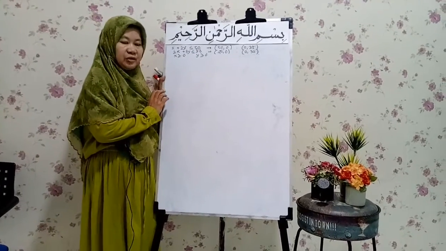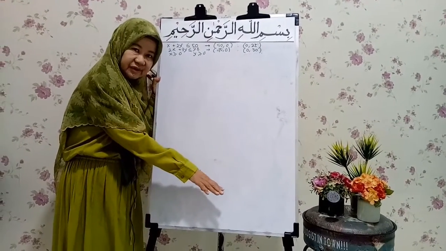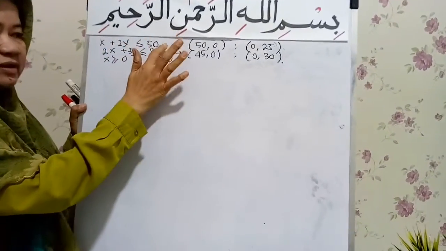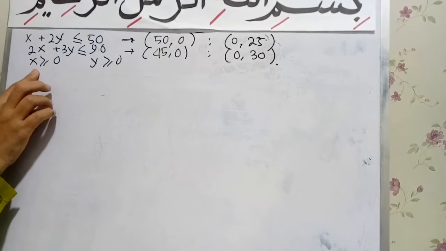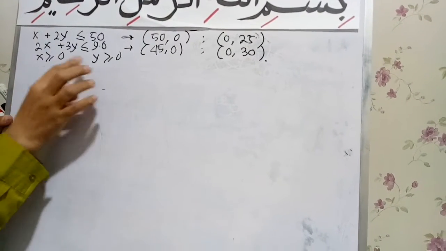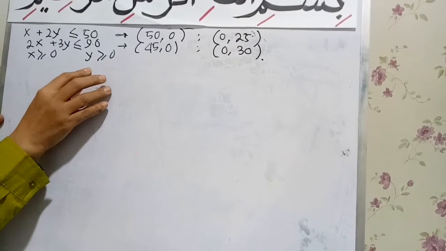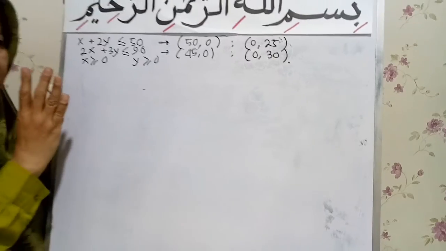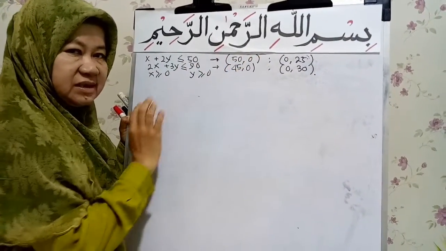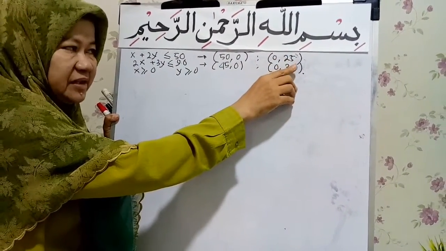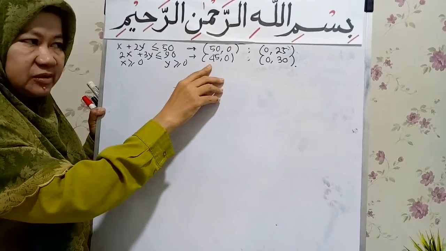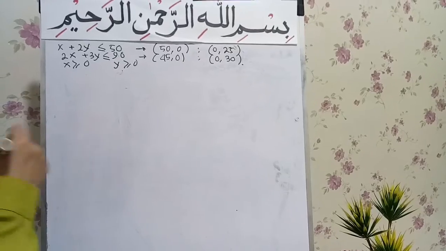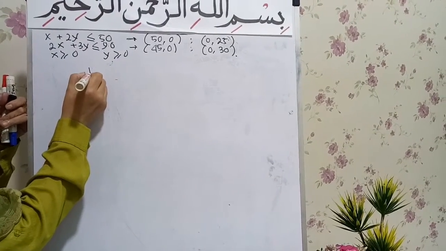After we have all the coordinates here, we have to plot these coordinates into the graph. From our previous calculation, I plot this here. This is equation 1, 2, and also x greater or equal than 0, y greater or equal than 0, and we have 4 points, right? (50, 0), (0, 25), (45, 0), and also (0, 30). So we plot this into the graph.